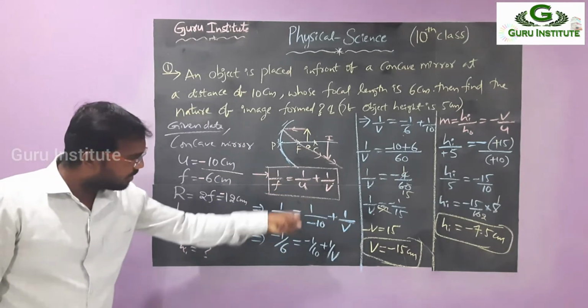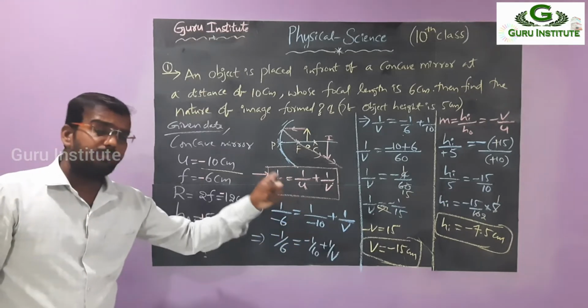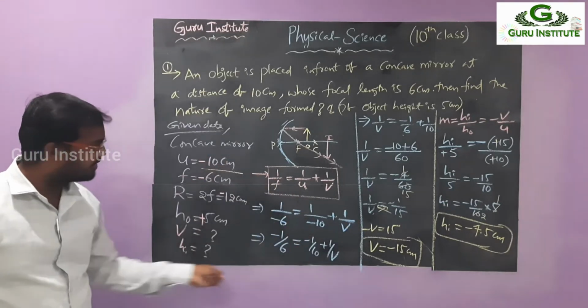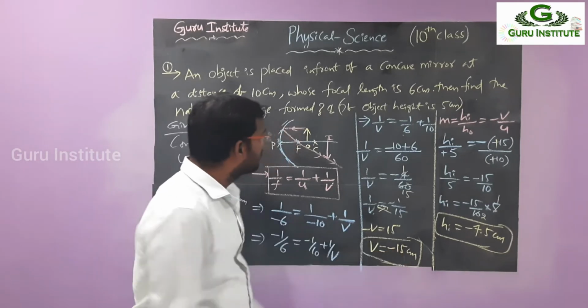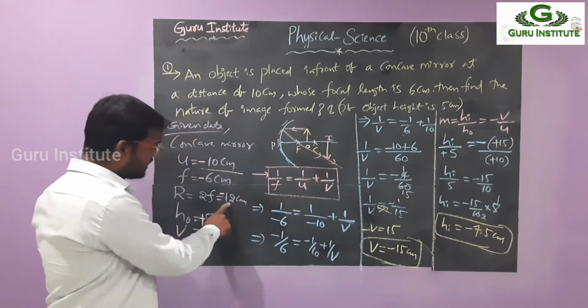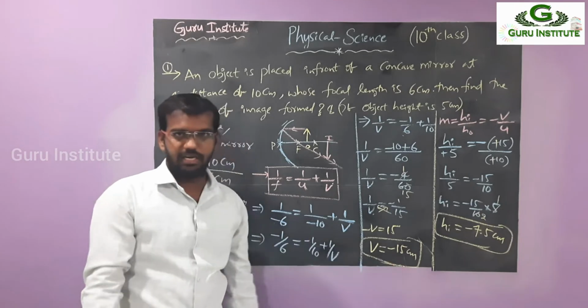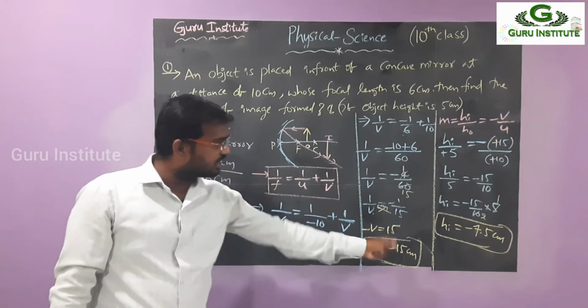I am writing the mirror formula and substituting the values. Before substituting the values, you have to take the sign convention. Then this is the simplification, where I am getting 15. After C is 12 centimeter. This I am getting 15, so it is correct. V is always negative here, so I am getting the negative here.